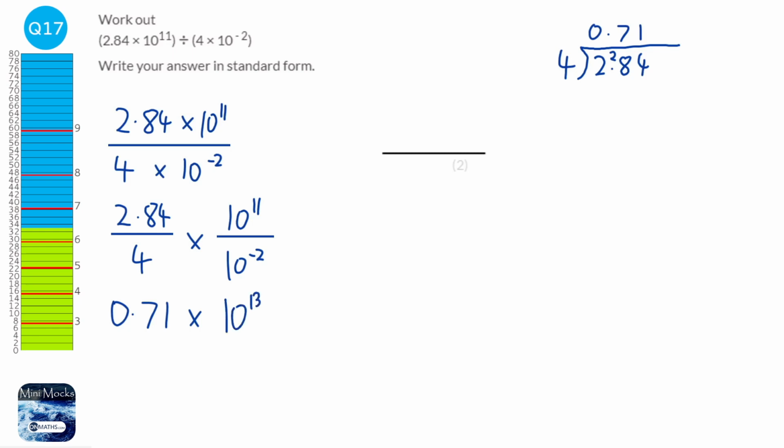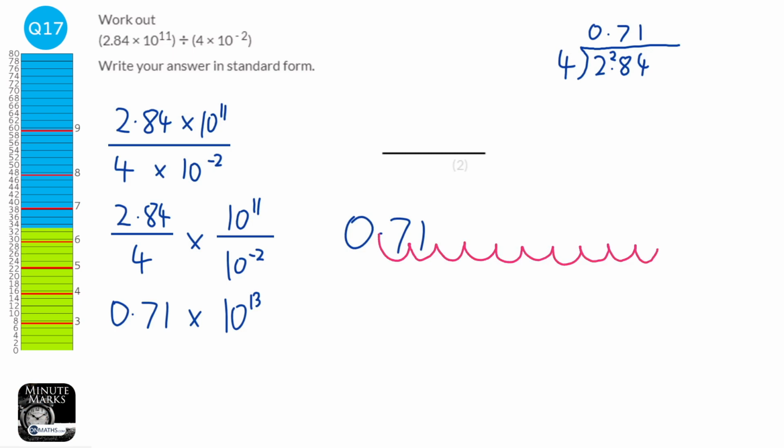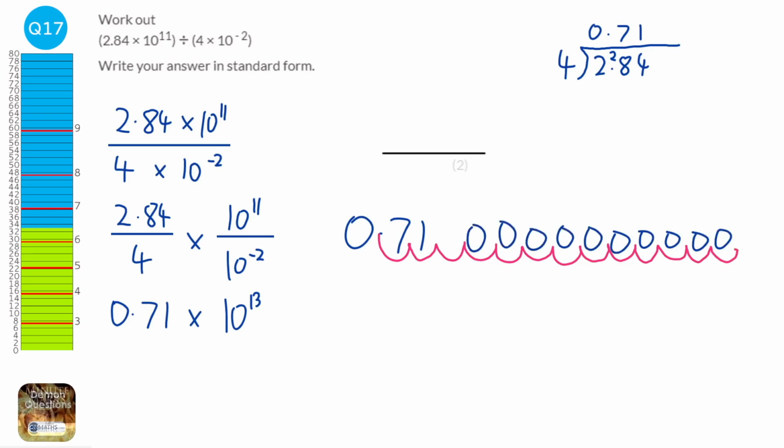Now we've got a bit of a problem here, because standard form must have a number between 1 and 10, and not including 10, at this position here, and this is obviously less than 1, so we need to convert this into standard form. So what we can do is just write the number out again. So I'm going to write this as an actual number, so it's 10 to the power of 13, so it'd be 1, 2, 3, 4, 5, 6, 7, 8, 10, 11, 12, 13. Fill in the zeros. So it'd be 7, 1 and all those zeros.